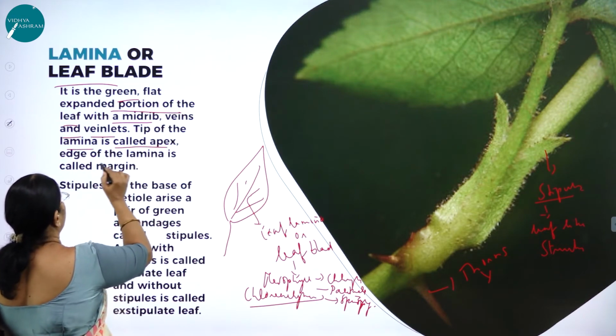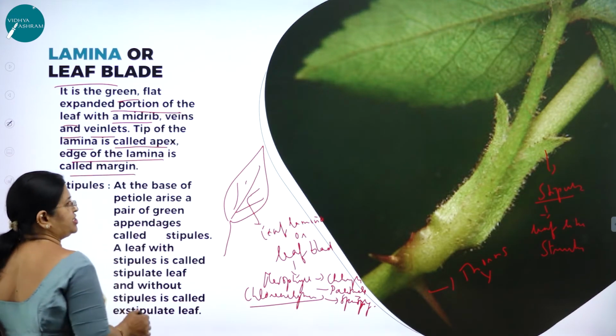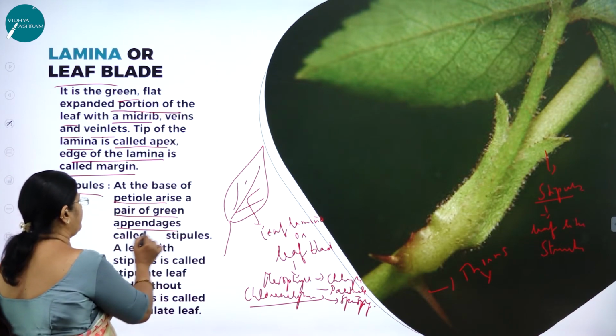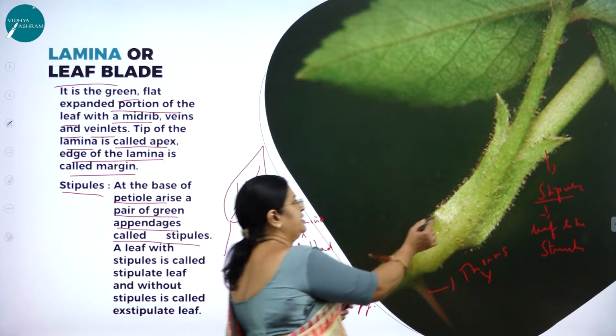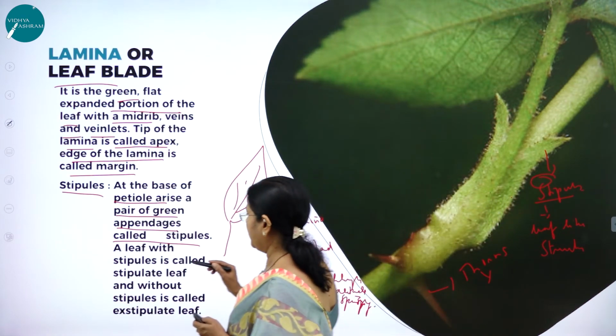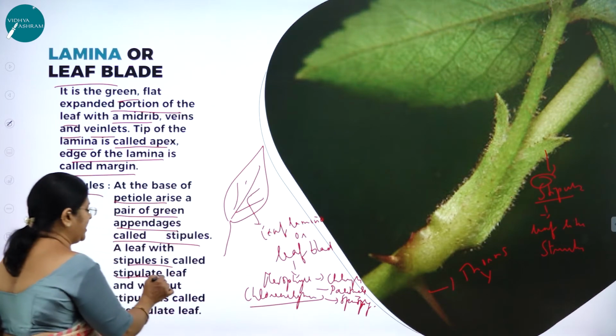Tip of the lamina is called apex. Edge of the lamina is called margin. Then stipules. At the base of the petiole arise a pair of green appendages called stipules. Here you can see the green appendages. They are called as what? Stipules. A leaf with stipule is called a stipulate leaf.